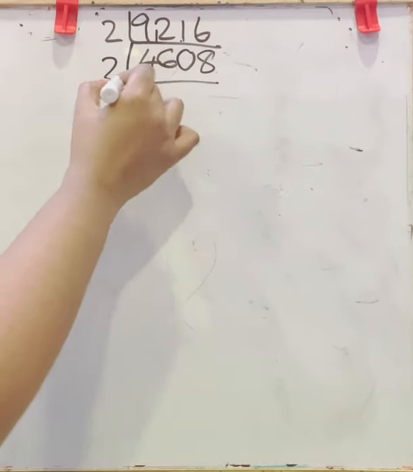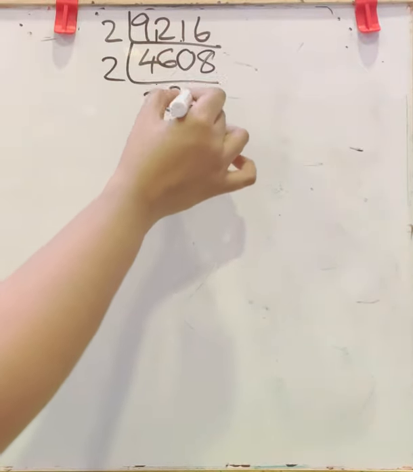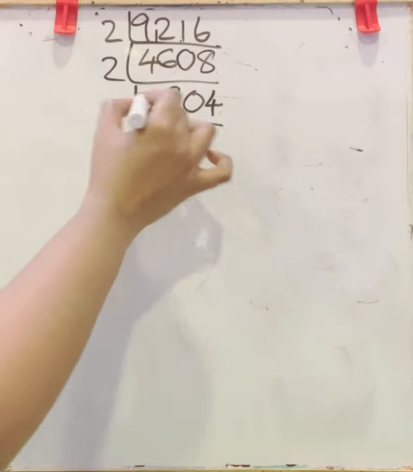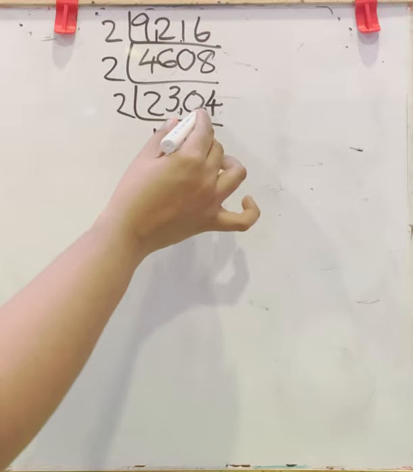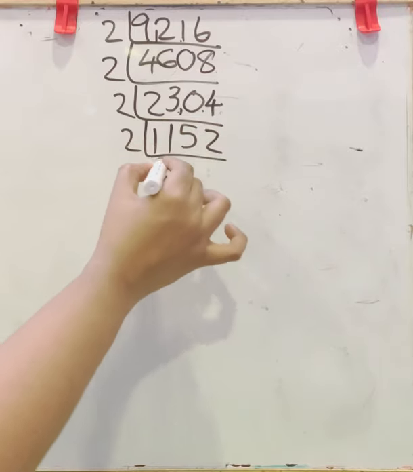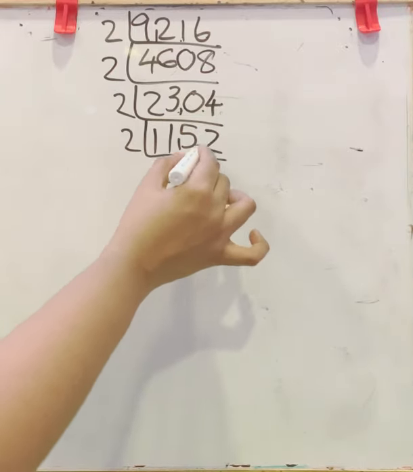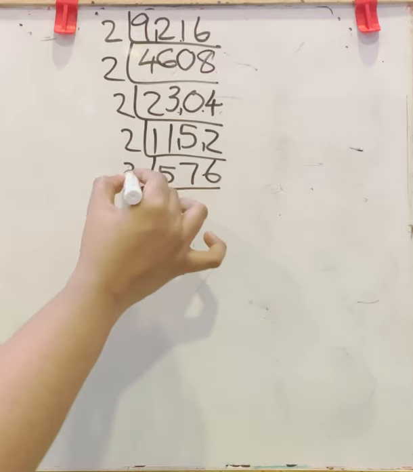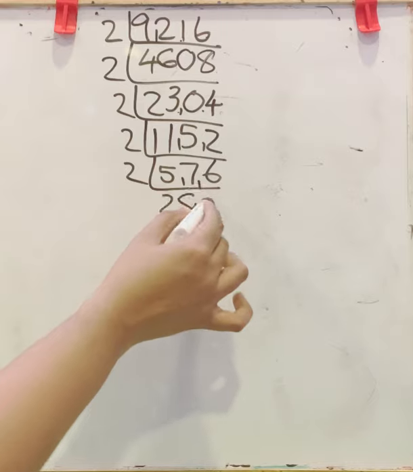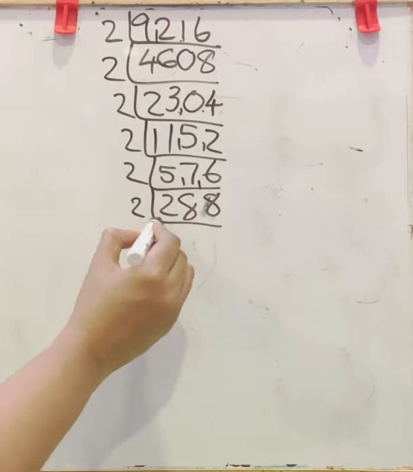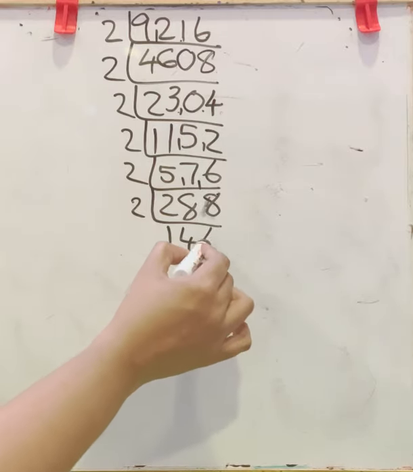Now here 2, 2 2s are 4, 3 2s are 6. Carry down the 0, 4 2s are 8. 2, 1 2s are 2, 1 2s are 2, balance 1. 5 2s are 10, 2 2s are 4. Again 2, 5 2s are 10, balance 1. 7 2s are 14, 6 2s are 12. 2, 2 2s are 4, balance 1. 8 2s are 16, balance 1. 8 2s are 16. 2 1s are 2, 4 2s are 8, 4 2s are 8.